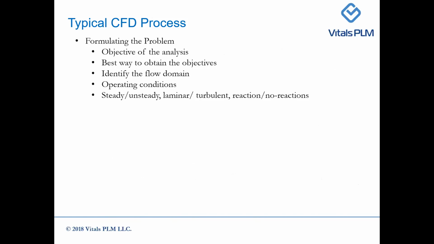A typical CFD process starts with formulating the problem, like what's the main objective of the analysis. So what's the best way to obtain the objectives, identifying the flow domain, operating conditions, whether you can simplify the problem as a steady problem. Can you solve it as a steady problem, or is it laminar, turbulent? Are there any reactions? Is there a multi-phase flow? So we have to formulate the problem before jumping onto the modeling.